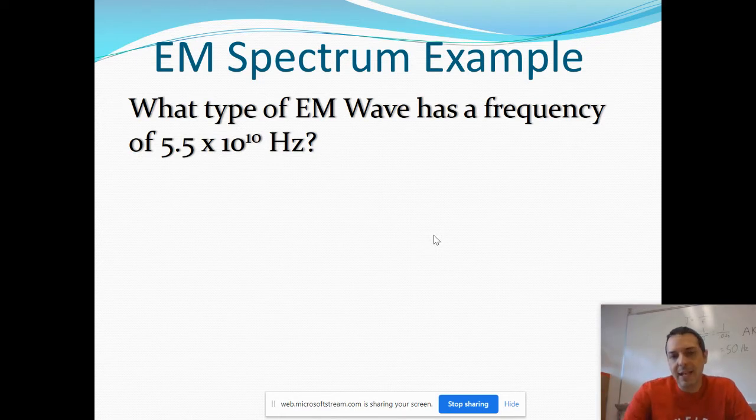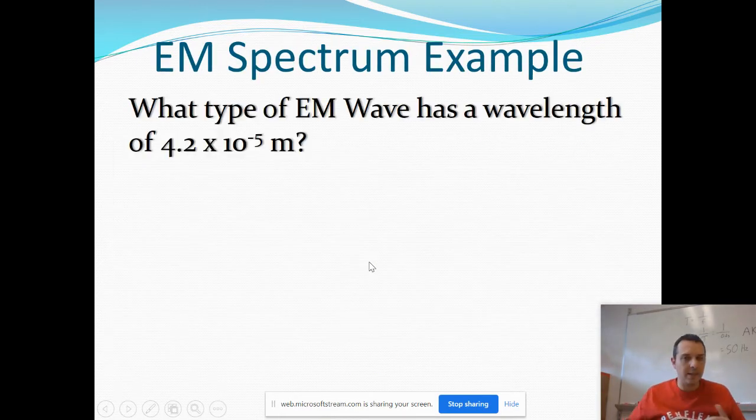If you look at this next example, I want to give you a chance to read your table and take a look at it. So see if you can figure out what type of EM wave has a wavelength of 4.2 times 10 to the negative 5 meters. I will give you a moment just to look at that, and then I'll show you the chart again, and we'll see if you did that correctly.